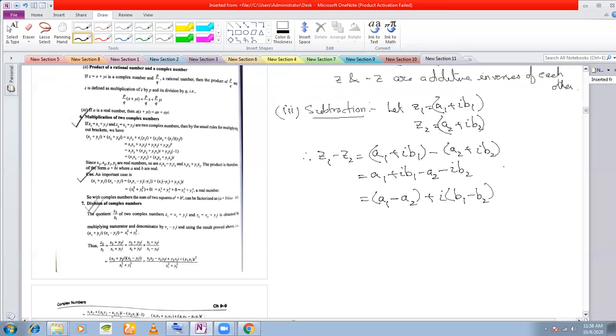This is how you subtract. Similarly, you can find z2 minus z1 also. Similarly, z2 minus z1 is a2 minus a1 plus i times (b2 minus b1).